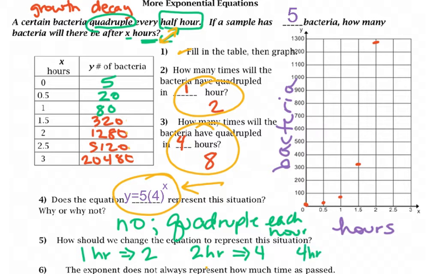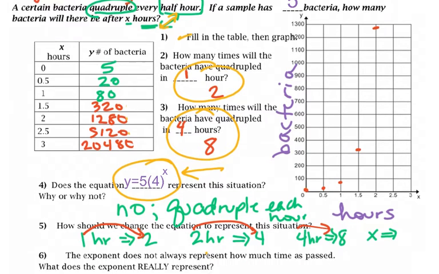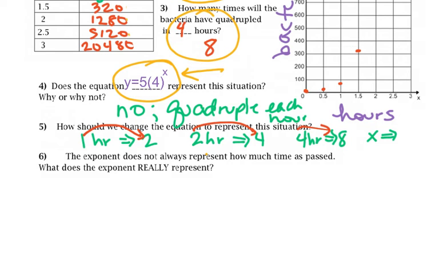4 hours is going to mean I'm going to quadruple 8 times. So what would X hours mean? What am I doing to each of these numbers? Look at the pattern that's happening. If I have 1 hour, I'm going to go 2 times. 2 hours, it's going to quadruple 4 times. 4 hours, 8 times. So then the question is, if I have X hours, it's going to do this how many times? The answer is 2 times whatever X is. That's how many times it's going to quadruple.